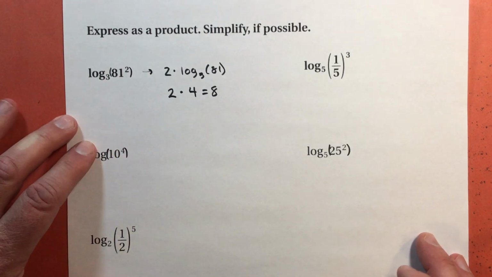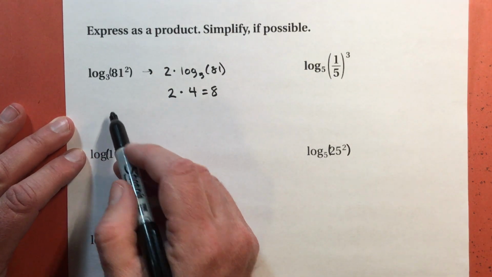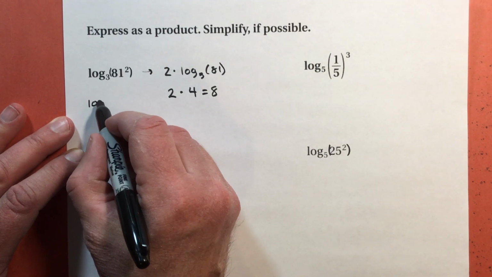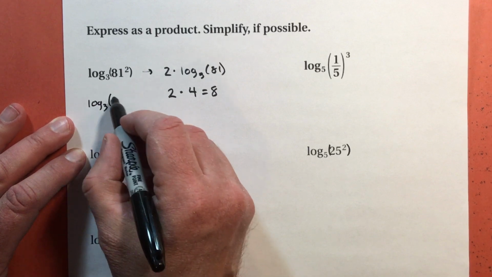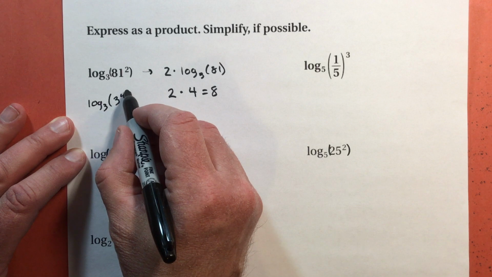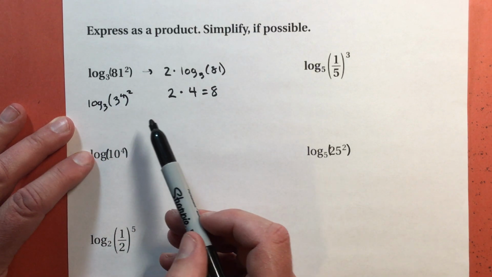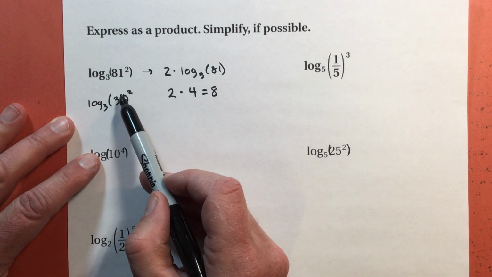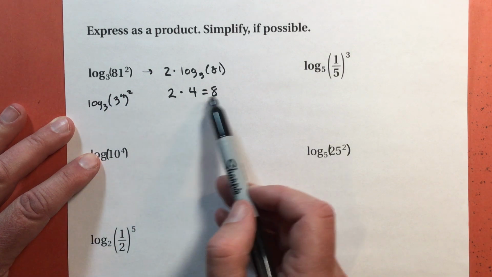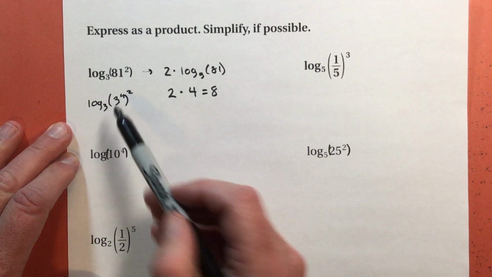I could have done the same thing, and I hesitate to actually write this, but I could have done the same thing if I had done log base 3 of 3 to the fourth power to the second power. So since the logarithm is the exponent, 4 times 2 is 8. This would have still equaled 8. That 2 times 4 comes from that 2 times 4 right there.